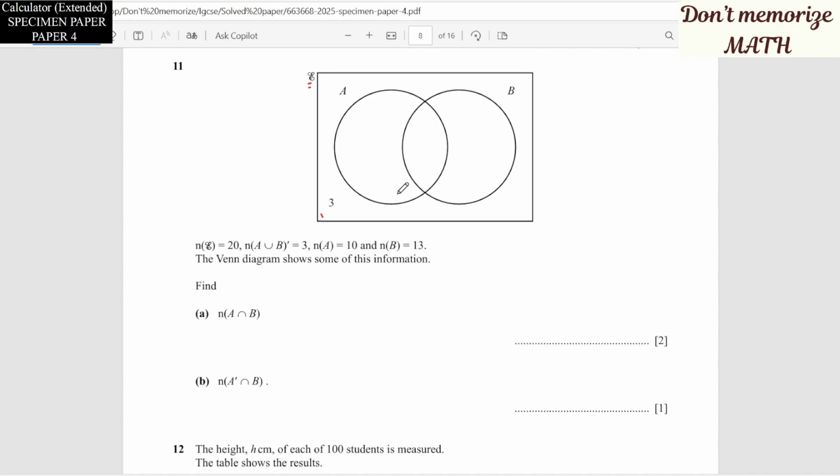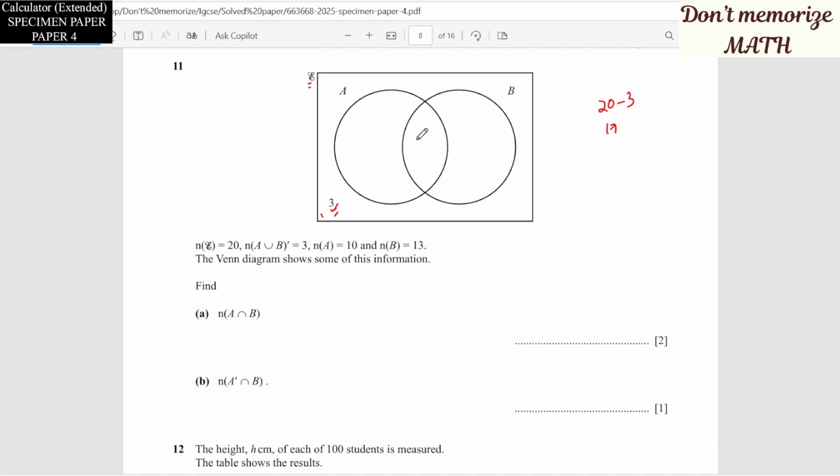Okay, so what will be, first thing, you have the total is 20. Okay, so total is 20. Outside of these two circles will be 3. So how many will be inside? Inside the elements will be 17. That is 20 minus 3, that is 17. I will repeat one more time. This rectangle completely contains 20 elements. Okay, so outside of these two circles you have 3 elements. So how many will be inside these two circles? 20 is total, minus 3 will be only for A and B. So that is 20 minus 3, 17 elements for A and B together.